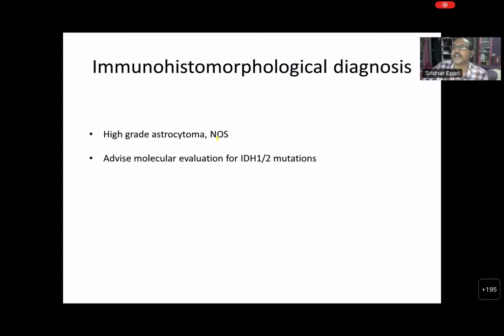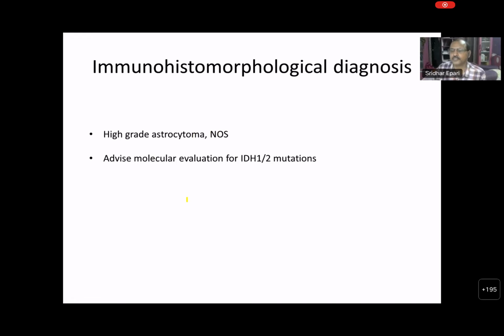If at all you need to grade, at least grade 3, if it is IDH mutant. If it is IDH wild type, then it cannot be grade 3; it all becomes grade 4. So that is why we need not grade here. You leave it as a high grade astrocytoma NOS. Grading comes into the picture only after doing the IDH mutation studies. In this case, what is the expectation? Will IDH sequencing be positive or negative?